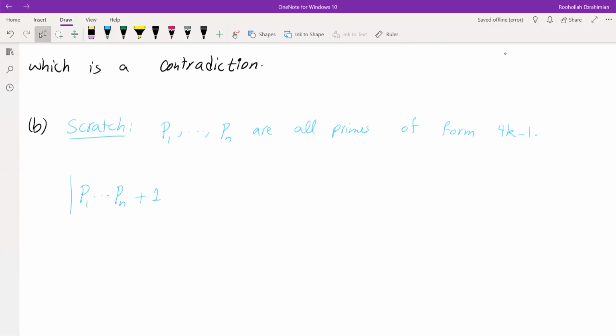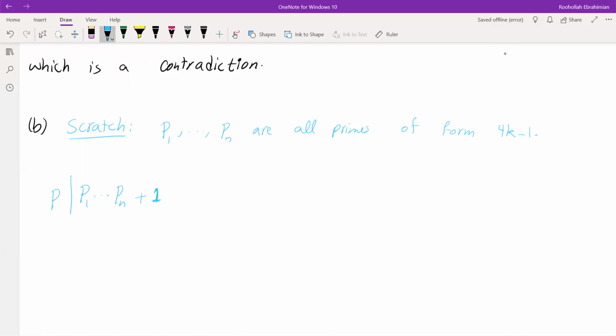Certainly one prime P divides this one. But the problem, let's think about what the problem is with that argument. That's not going to finish up the solution here, because all we are saying is that there's a prime dividing P1 through Pn plus 1. Now, could that prime be not of form 4k minus 1?